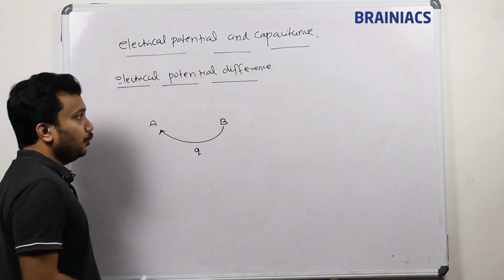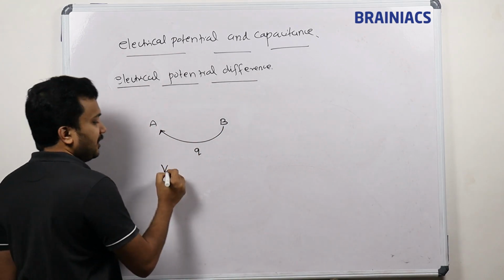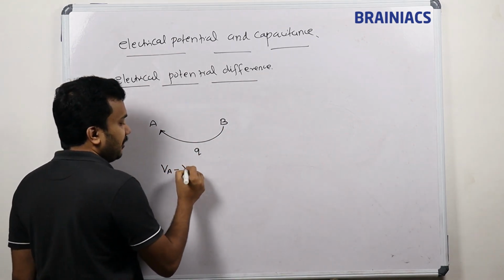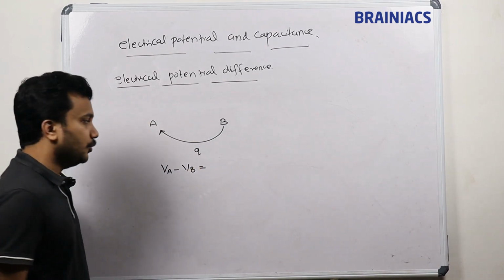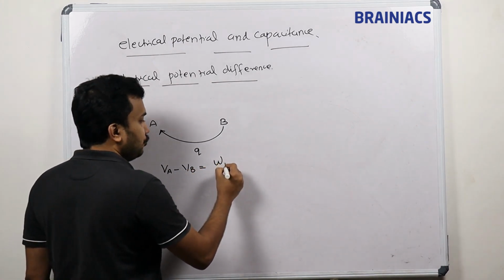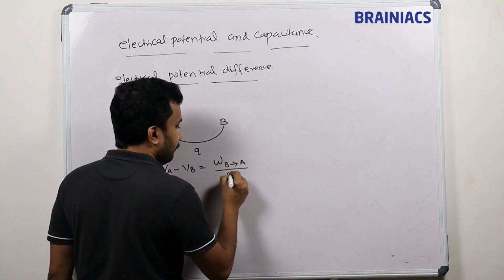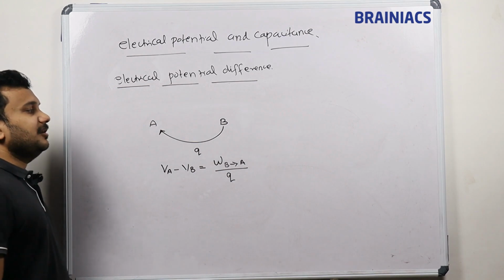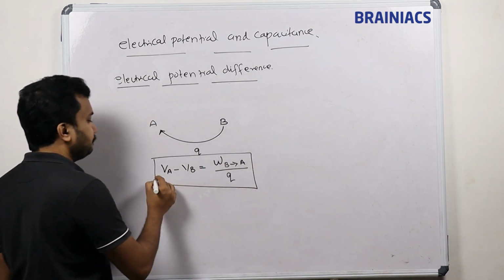Potential difference means we are moving from B to A. The final point is A, the initial point is B. So VA minus VB, the potential difference, is equal to the work done to move the body from B to A over a charge of Q coulomb. This is called potential difference. Simple diagram, simple equations.